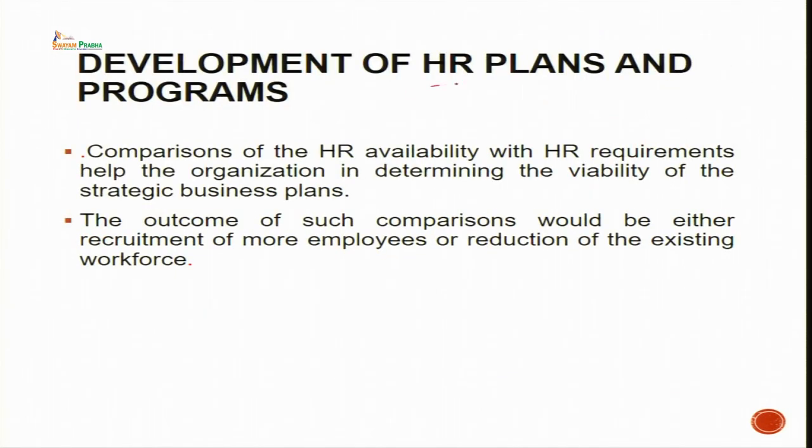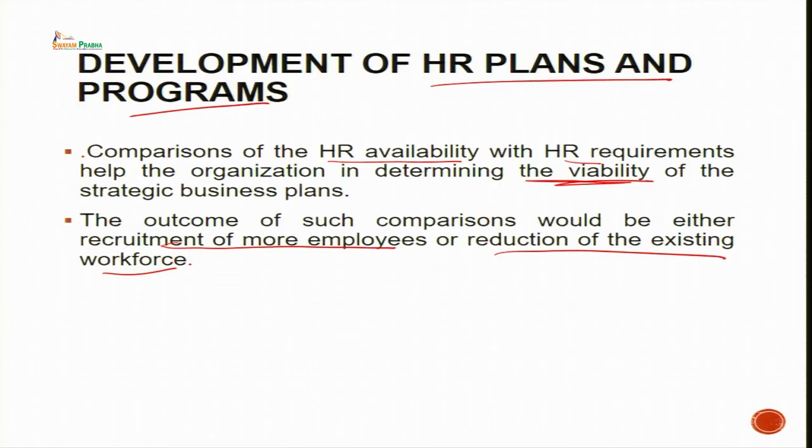Next comes development of HR plans and programs. So, now we have forecasted. Once the organization completes the process of HR requirements and availability, in the previous slide we understood that after forecasting we are able to identify the requirement and availability of human resources. So the next step is that the HR requirements are compared with HR availability to identify labor shortage and labor surplus. Comparison of HR availability with HR requirement helps the organization to determine the viability of strategic business plans. The outcome of such comparisons would be either recruitment of more employees or reduction of the existing workforce, depending upon the scenario, surplus or shortage.